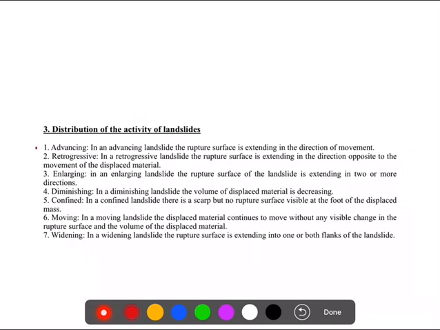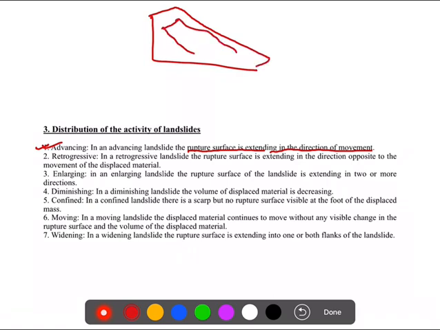What is an advancing landslide? An advancing landslide is a rupture surface extending in the direction of movement. If I draw this diagram, this is the main body.